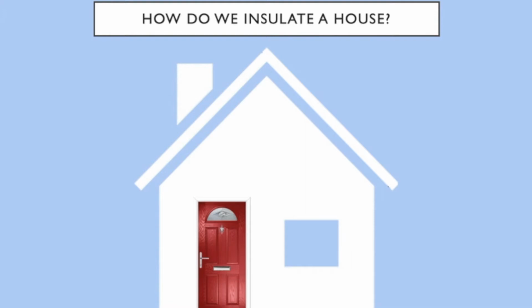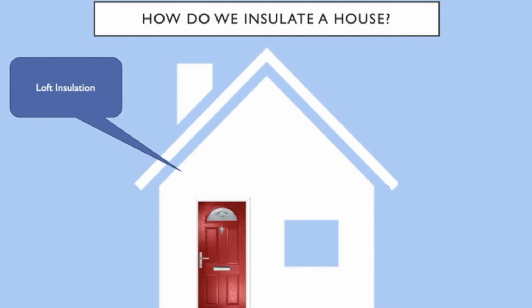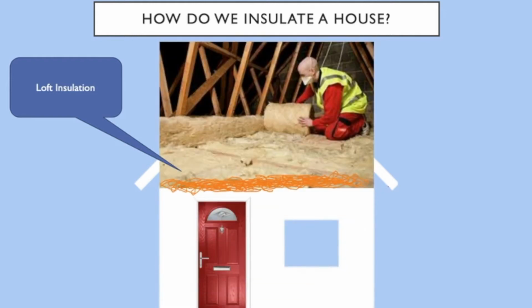So how do we insulate a house? Here's my house, and the first thing we're going to look at is loft insulation. We're going to be looking at some different examples of some household insulation, describing them, and then explaining how they work. So loft insulation is put in your loft, maybe on top of some boards or in between the rafters or something like that, and it's basically made of fiberglass. Now fiberglass is glass, and it's fibers of glass, so it's kind of like really thin hair-like strands of glass that's woven together.